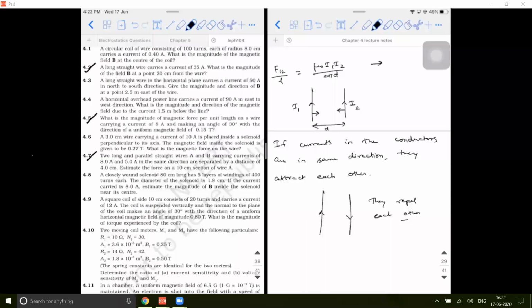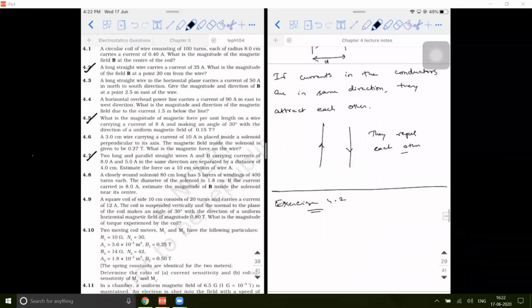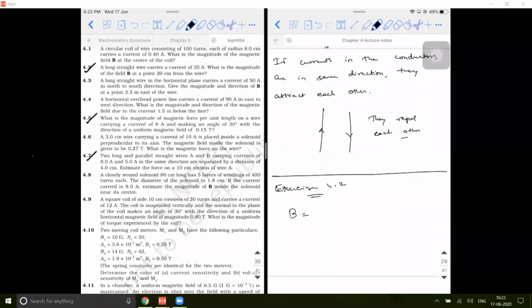So let's do 4.2. There is a long straight wire which carries a current of 35 ampere. What is the magnitude of field at the point which is at a distance of 20 centimeters from the wire? It's a very simple question. So what is the formula? B is equal to mu naught I by 2 pi d. I is given, mu naught by 2 pi is known to you.